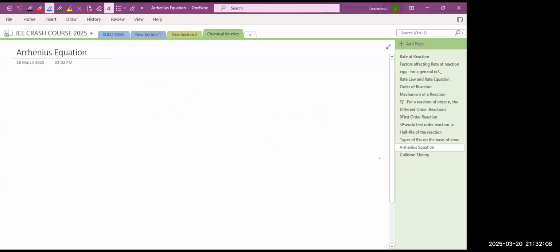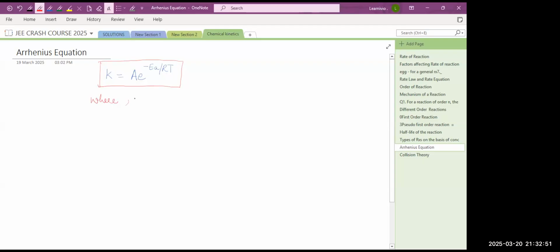Now, let's see the Arrhenius equation. Again, it is very important. So do you know how the Arrhenius equation is expressed? It is expressed as k equals A e to the power minus Ea upon RT. Again, it is a very important equation.